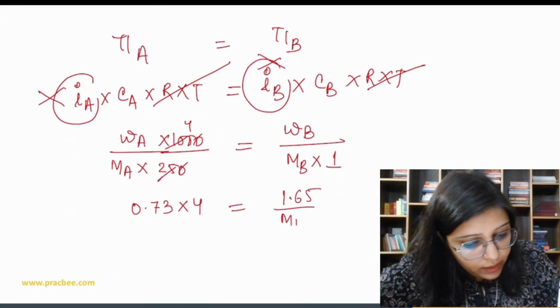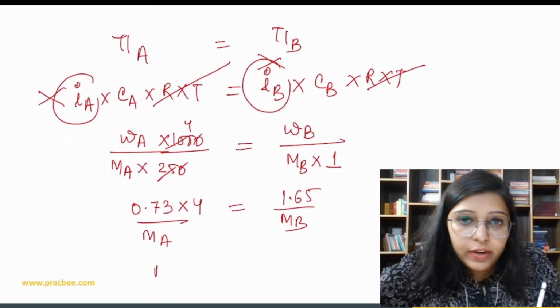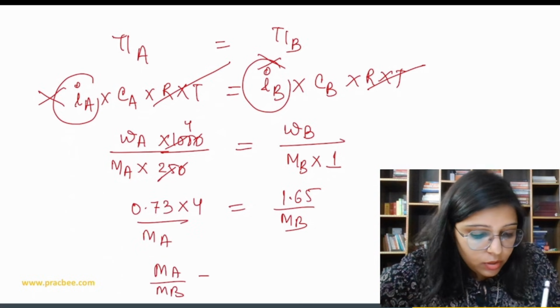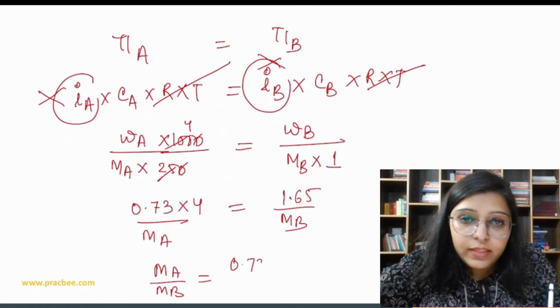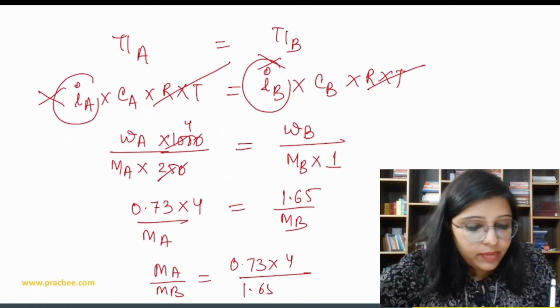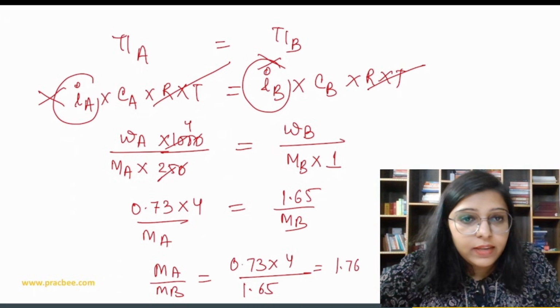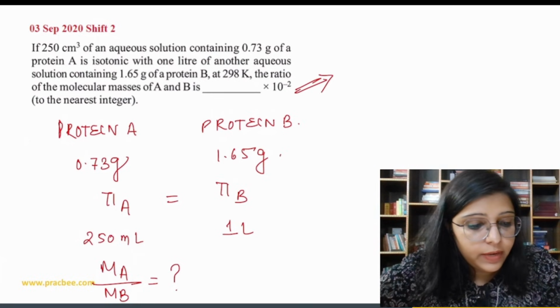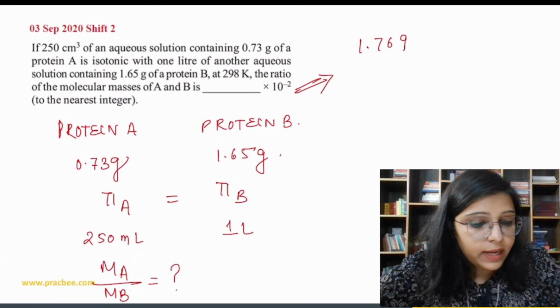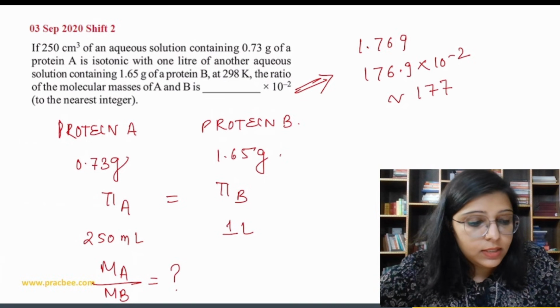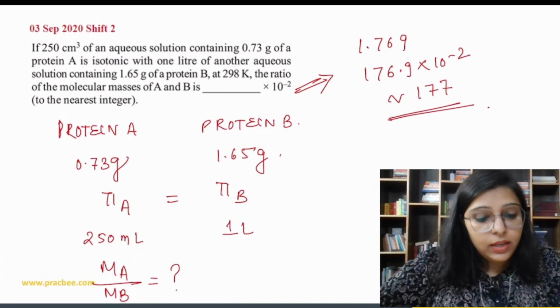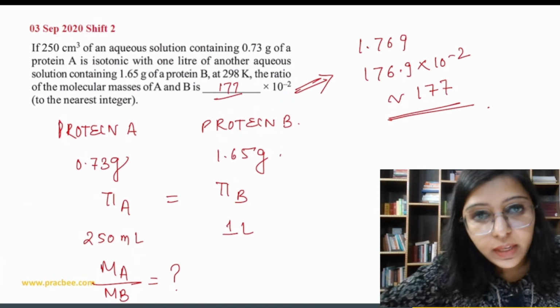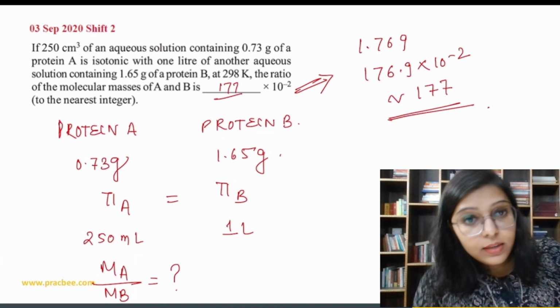1.65 upon MB and MA. So we have to find out what? MA upon MB ratio, which is equal to 0.73 into 4 upon 1.65. On solving this, we get 1.769. Okay. And we have to report in terms of 10 to the power minus 2. So 1.769 we can write as 176.9 into 10 to the power minus 2. So to the nearest integer, we are going to report the answer as 177. Okay, answer is going to be 177.